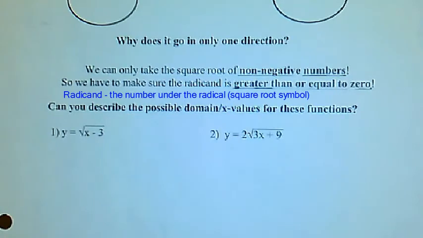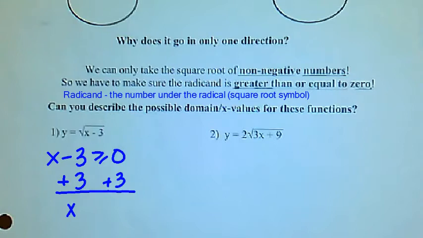So what we do, which is pretty nice and simple, is we take the radicand and set it greater than or equal to 0, and then this actually gives us the range without much work. So I'm going to do plus 3. Okay, so you're just solving an inequality. So this is my domain for number 1.